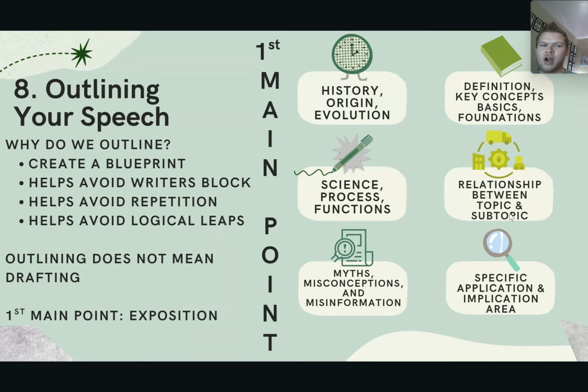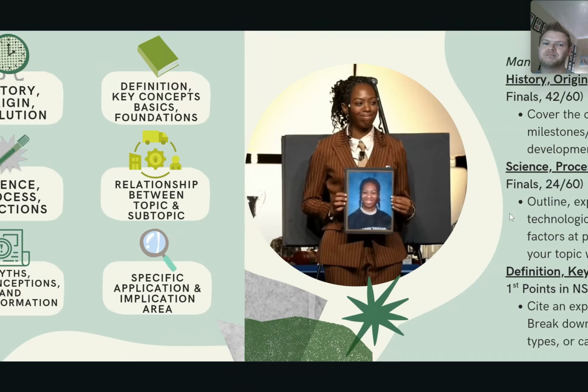When we are outlining, our goal is to create a blueprint, and outlining is good because it helps us avoid writer's block, it avoids us being repetitive, and it helps us avoid missing really important logical steps. There's a difference between outlining and drafting. Drafting is when you are trying to get up to the 1,500 word count so that you can actually read it out loud for the full speech and memorize it. Outlining is when we are creating the skeleton that will later become the speech.